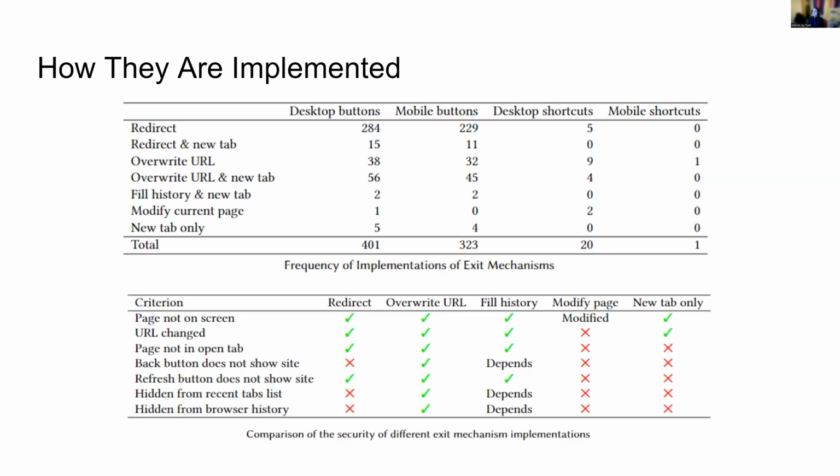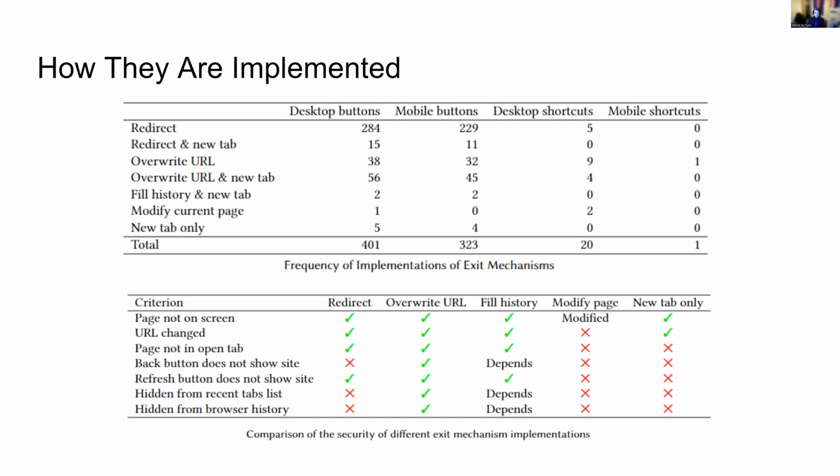We created a security criterion to evaluate how secure these different implementations are. And what we found is that overwriting the URL is the best implementation, while redirect, although it is more common, has several flaws, such as not hiding the site when you press the back button, or not hiding it from the browser history. So it is secure from someone just shoulder surfing, looking over and seeing what's on your screen, but it's not secure against a user who is able to look at your computer later on and try and find what sites you have been visiting.